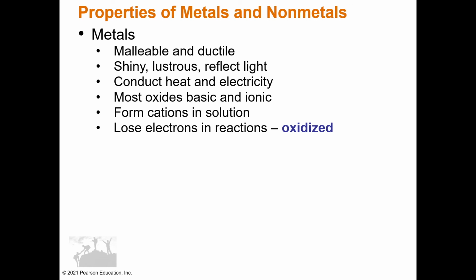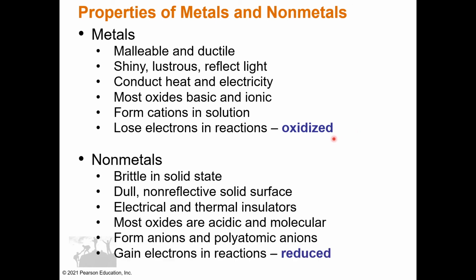They conduct heat and electricity. They form cations. We've been seeing that before. And they lose electrons in certain reactions, or in other words, they would become oxidized. Nonmetals, just sort of think of the opposite. They're dull and non-reflective, whereas metals are very shiny. They form anions, and they also gain electrons, or in other words, they are reduced.